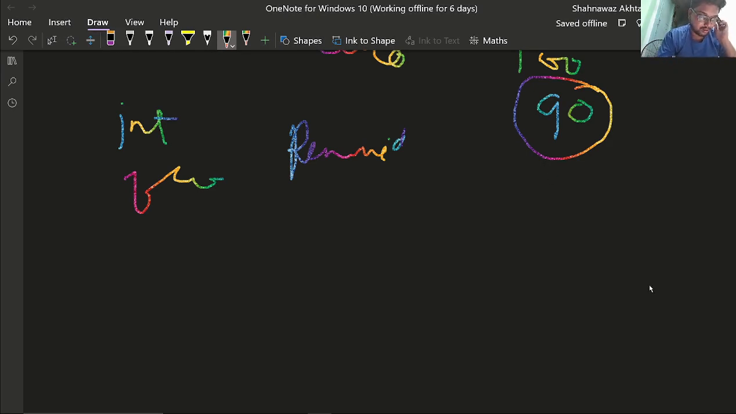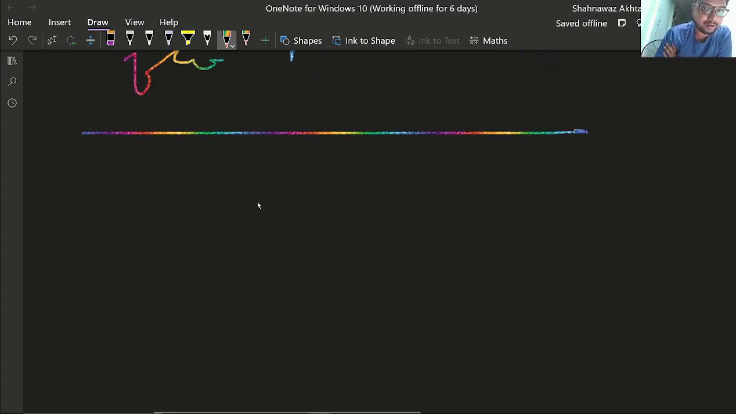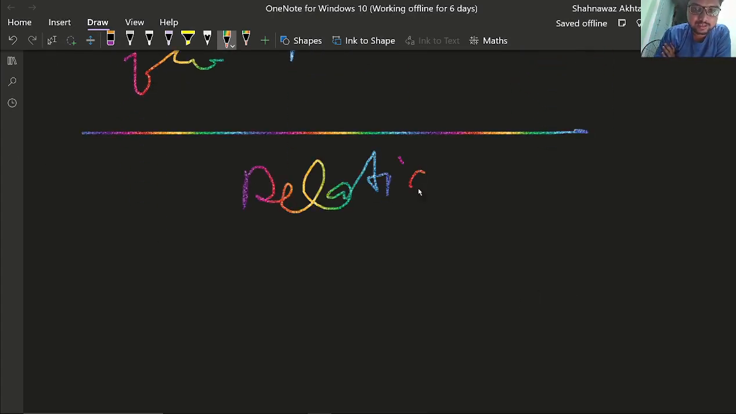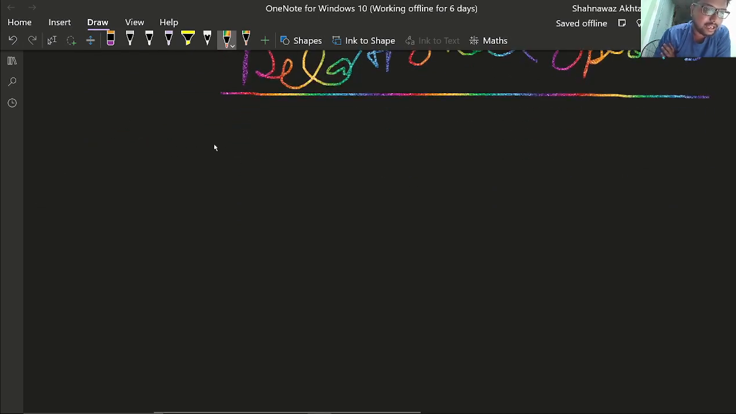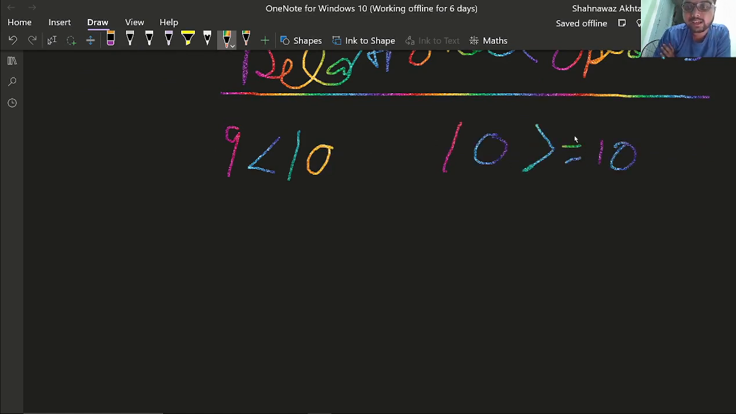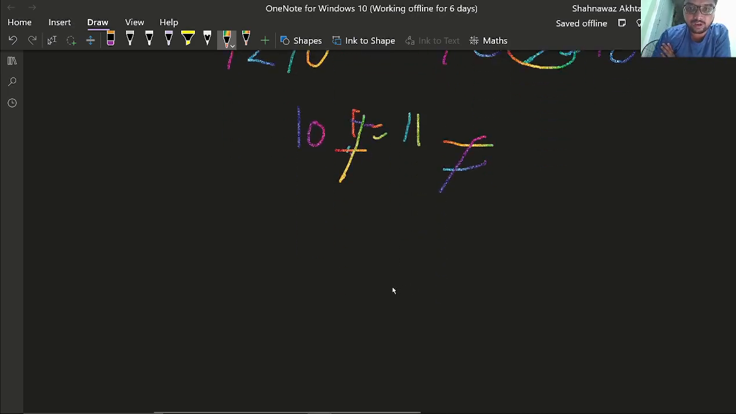Now, what are relational operators? Talking about relational operators, do you know what a relation is? If I say 9 is less than 10, then I say 10 is greater than or equal to 10, meaning 10 can be greater or equal, and whichever condition is true, it will return true. And we can say 10 is not equal to 11. In mathematics, we write not equal to like this.